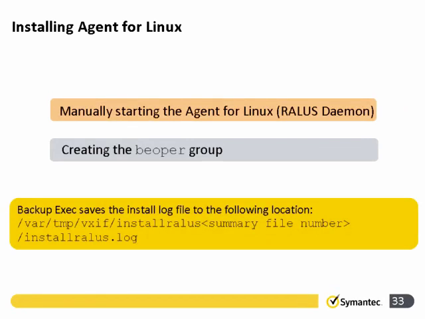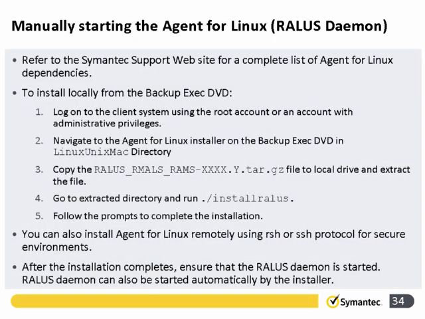The agent for Linux is a daemon. By default, it is set to start automatically, but you can manually start it, and when you do the installation, it will create the BE Opera group for you. This agent also logs all of the installation routine in the path that you see here. If you need to manually start the agent, we do have knowledge base articles for that.